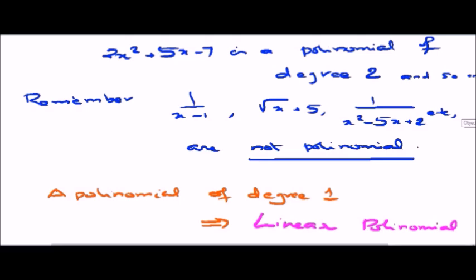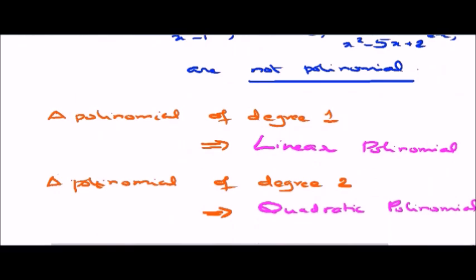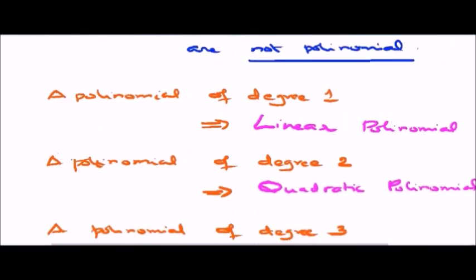Same like 2x square plus 5x minus 7 is a polynomial of degree 2 because x to the power 2 is the highest power of x. Remember, 1 by x minus 1, root x plus 5, or 1 by x square minus 5x plus 2, and so on. These forms are not polynomials. Please remember that.